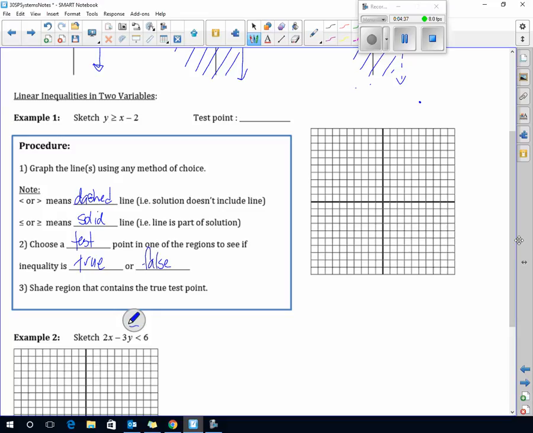Okay, so how do I graph y is greater than or equal to x minus 2? Well, first off I have a y-axis and an x-axis, yes? And what's the method of choice for this one?